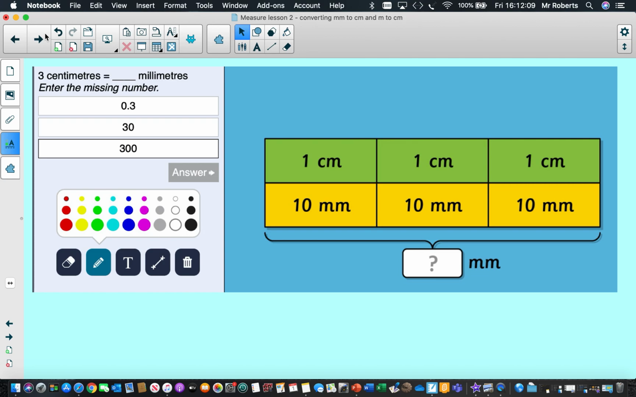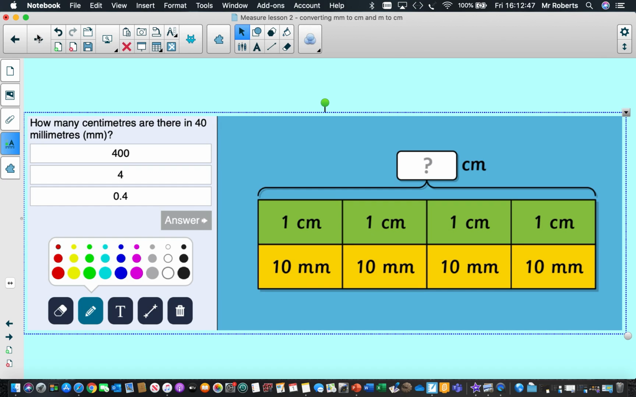Here we have our first question. It says 3 centimetres equals how many millimetres? We've got a bar model here to help us. We can quite clearly see that we've got 1 centimetre, 2 centimetres, 3 centimetres. We've got the equivalent here, equivalent just meaning the same. So we've got 10 millimetres, 20 millimetres, 30 millimetres. So 3 centimetres is the same as 30 millimetres.